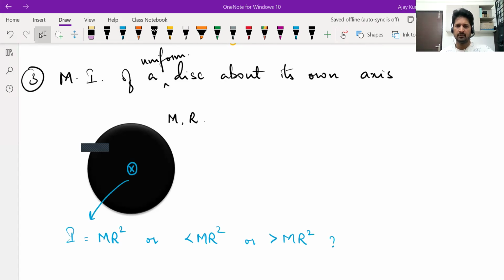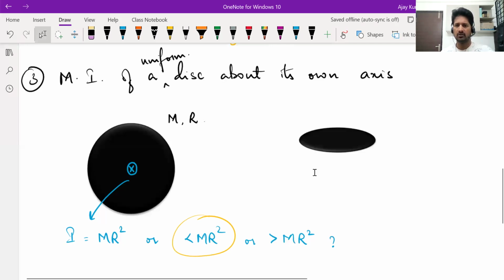Less than mr square, sir. Okay, Vanilla, why do you expect it to be less than mr square? Because most of the particles are nearer to the axis. Good, good. See, R is the maximum distance of particles of this system from the axis, but there are other particles closer than R also. So had all the mass m been on the boundary, then it would have been mr square. But if particles come closer, moment of inertia decreases. Therefore, the answer has to be less than mr square. This kind of understanding is also important about moment of inertia of a system, generally for any system.